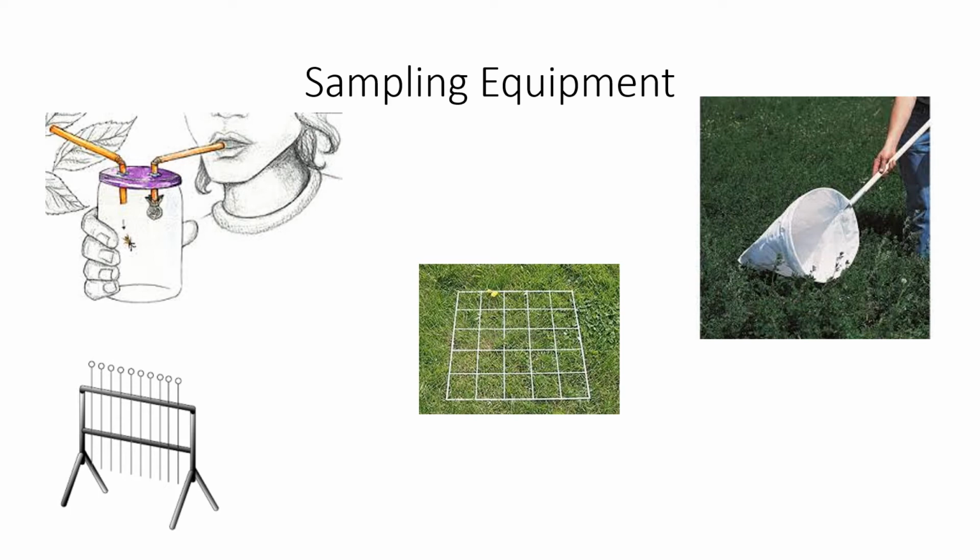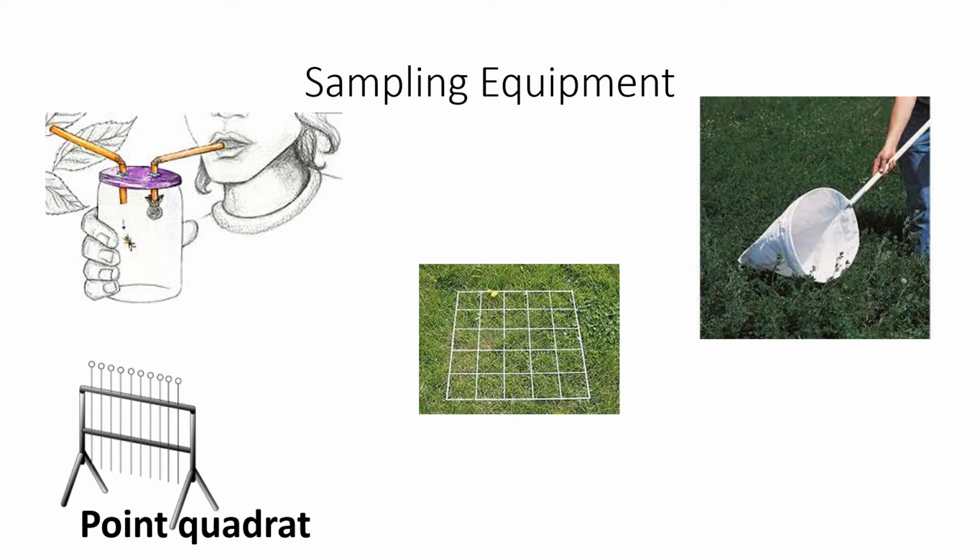There are four pieces of equipment in front of you. We've already mentioned one, which is of course the point quadrat. You should be aware of the other three from GCSE. Again, spend a minute, pause the video if you need to, and try to come up with the names of each of those pieces of equipment.